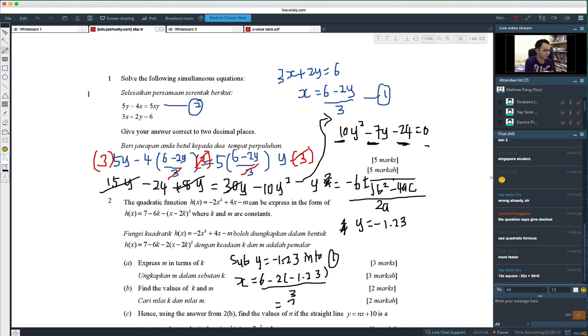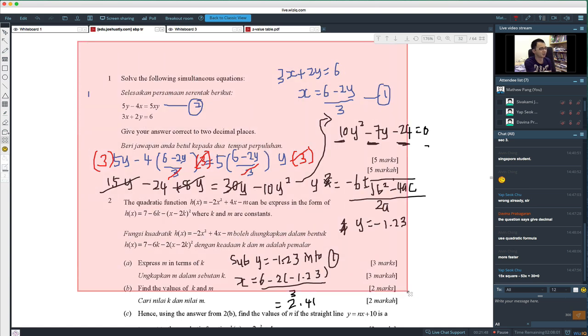Alright, this is how we solve simultaneous equations. It's very easy, and you can always use your calculator to check the value. Just leave your answer in 2 decimal places, then it should be good. So I will skip the first one and move on to the next one.